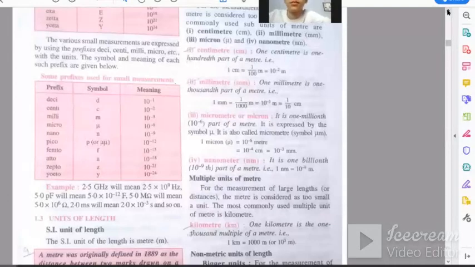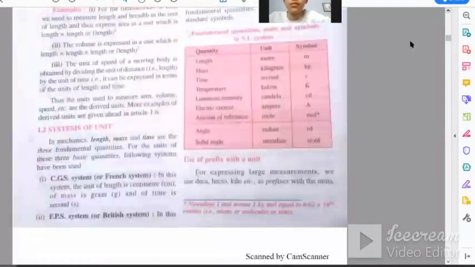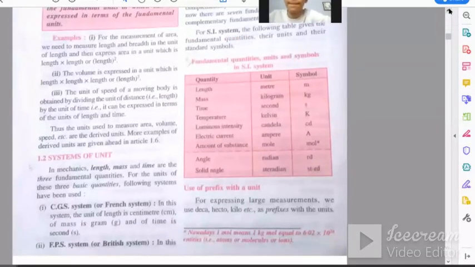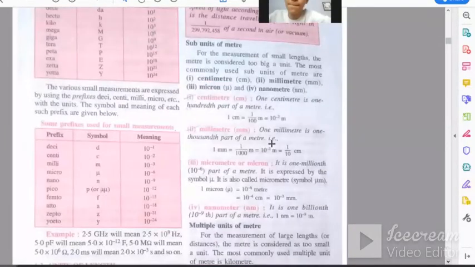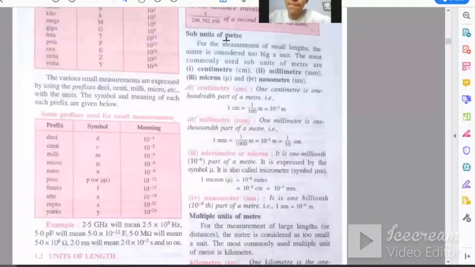Now next one, there are some other units of meter. Okay, there are subunits. Subunit means units which are smaller than meter. Okay, if you want to measure length which is less than 1 meter, then we are using these subunits of meter. So they are centimeter, millimeter, micro and nano.